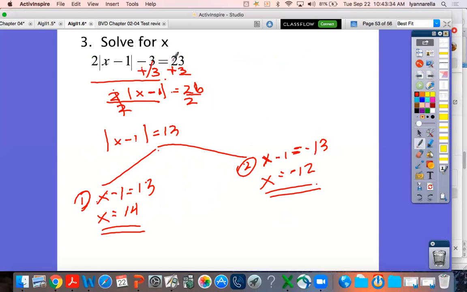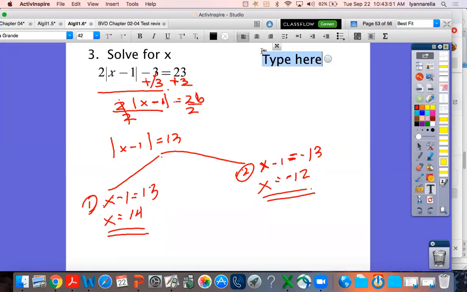Here's an absolute value equation. I first isolated the absolute value, which was x minus 1, by adding 3 to both sides and then dividing both sides by 2. And then I did my breakout equations. So I need you guys to understand that there are always 2 equations for absolute values, 1 equation for everything else. 2 equations for abs value. Okay.